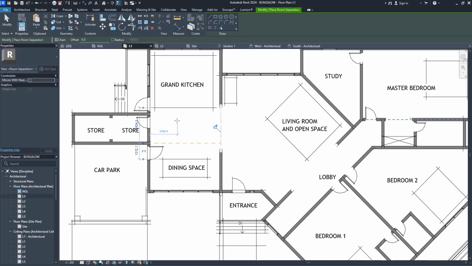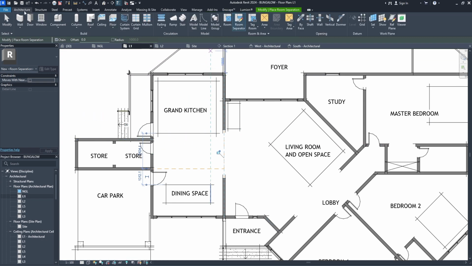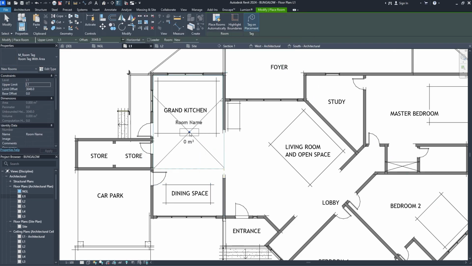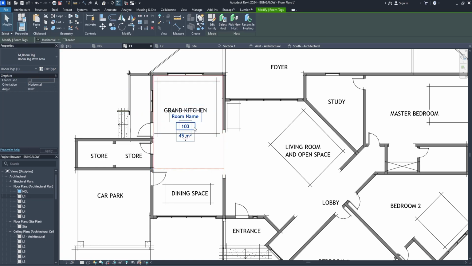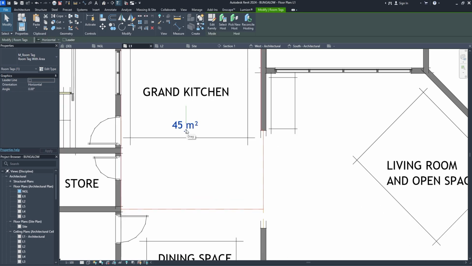In high-end design, we talk about the back-of-house logic. You have a grand kitchen and dining space occupying a 68 square meter footprint. This is your social engine. But look at the utilitarian flow. The car park is directly adjacent to the store or pantry. In architectural terms, this is optimizing the service sequence.